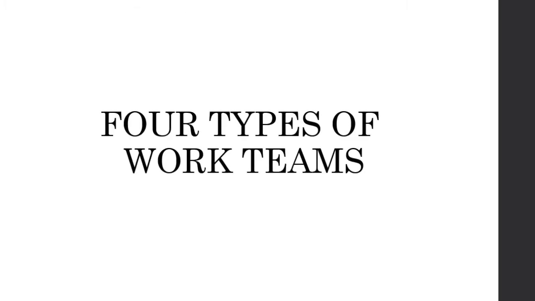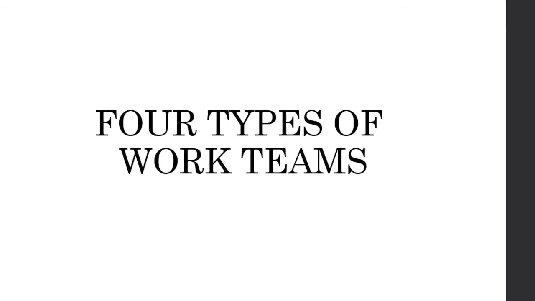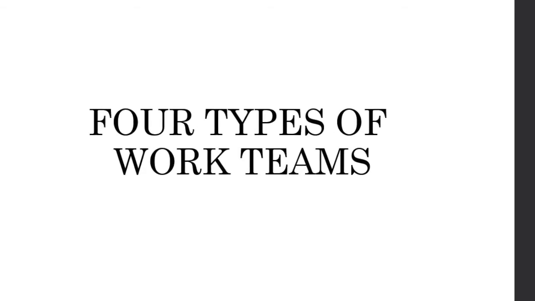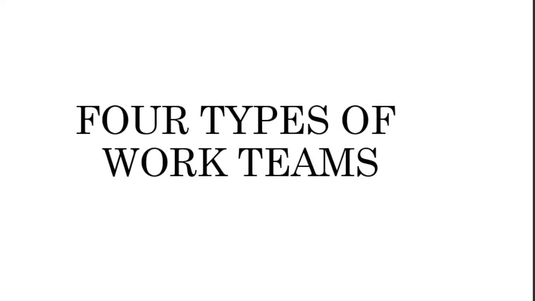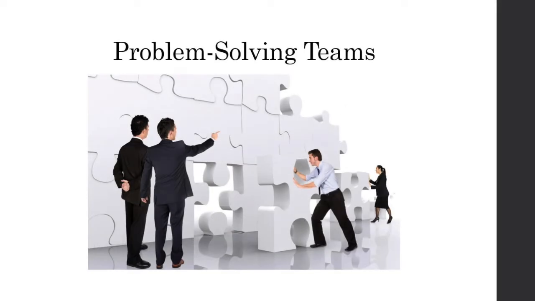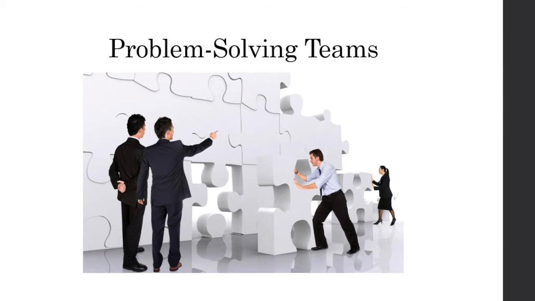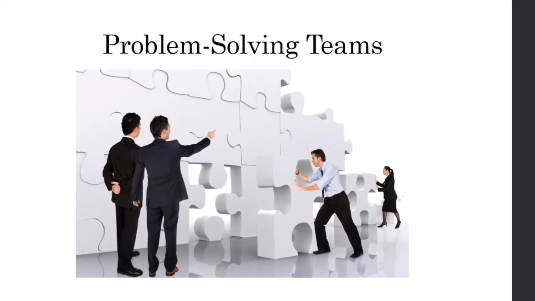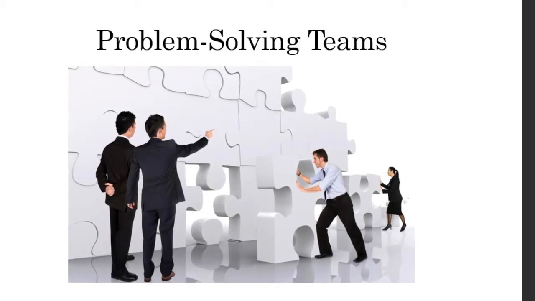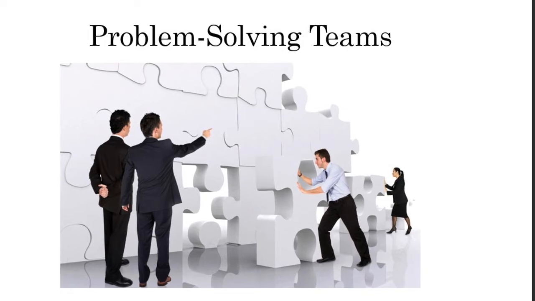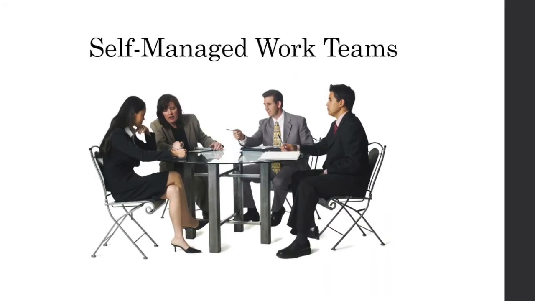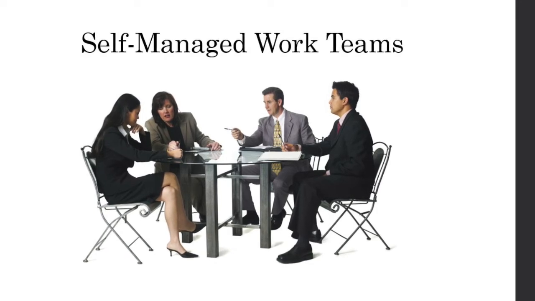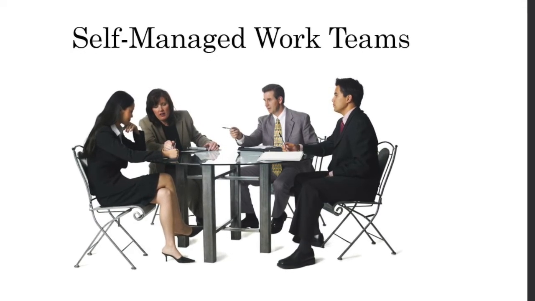So, we have four types of work teams. Problem-solving teams. These teams are put together to solve problems, but lack the authority to make decisions. Their work is to recommend. Second, self-managed work teams. They're a group of employees who perform highly related or interdependent jobs and take on many of the responsibilities of the former supervisors. They don't only solve problems, but implement solutions and take responsibility for outcomes.